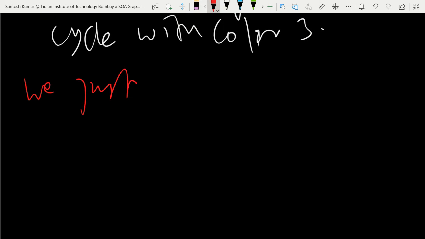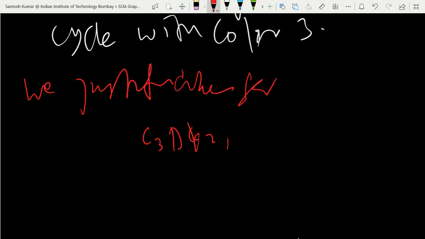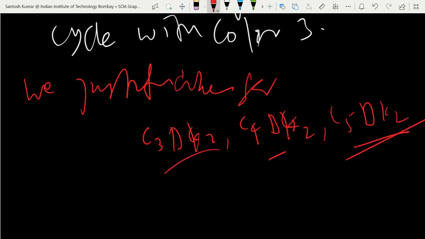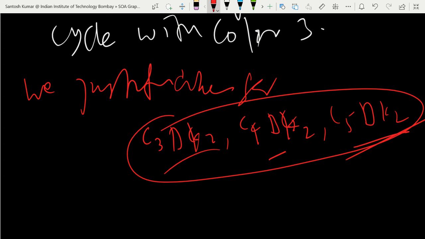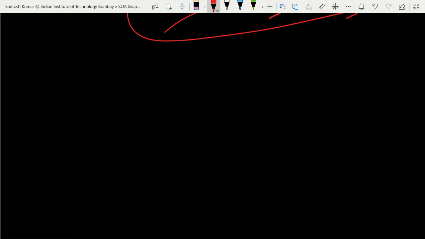So we justified the above argument for C3 cross K2, C4 cross K2 and C5 cross K2. Based on your experience and drawing this, you can write it in your words. I think the rest of the problems you can try, and now I will start with the next topic.